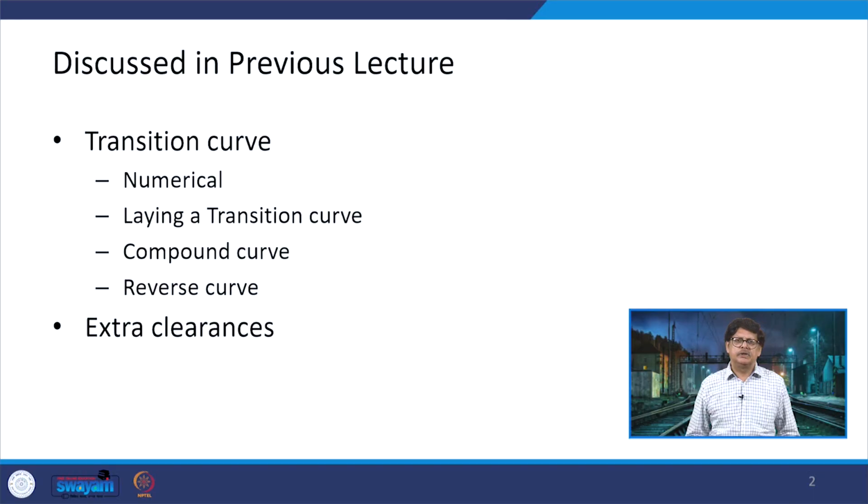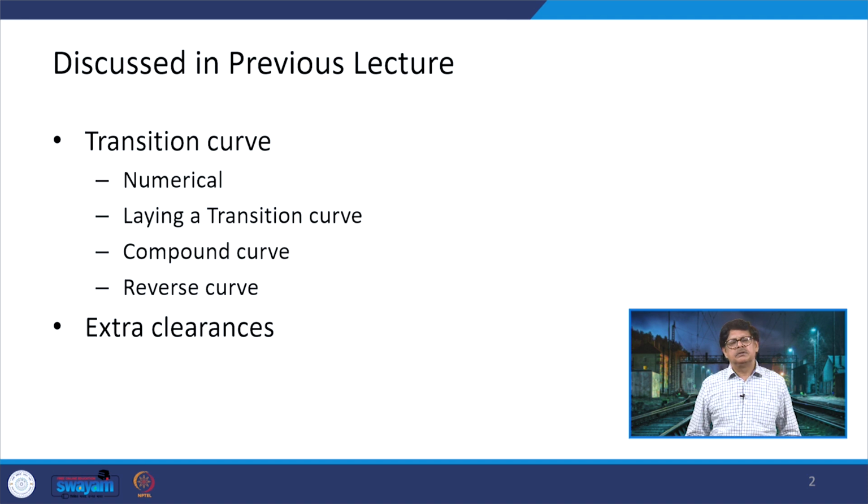If you remember, in the previous lecture we talked about the transition curves. We looked at how the transition curve can be laid in the field, and then two specific cases were taken up, the compound curve and the reverse curve. Apart from it, the extra clearances required on the tracks were discussed. They were related to the provision of super elevation on the track, the leaning of the vehicle towards the inner side. There can be a throw on the inner side or the outer side. There was a leap problem.